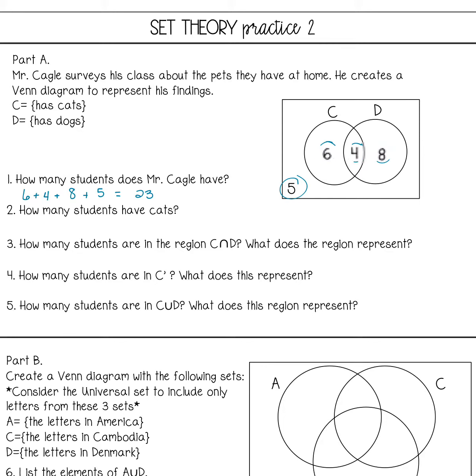So I'm going to go ahead and erase these guys. Of those 23, how many have cats? Well, we're looking at the entire subset of cats. So that's going to include people that also have dogs, because the only requirement is they have cats. So that would be 6 plus 4, which is 10.